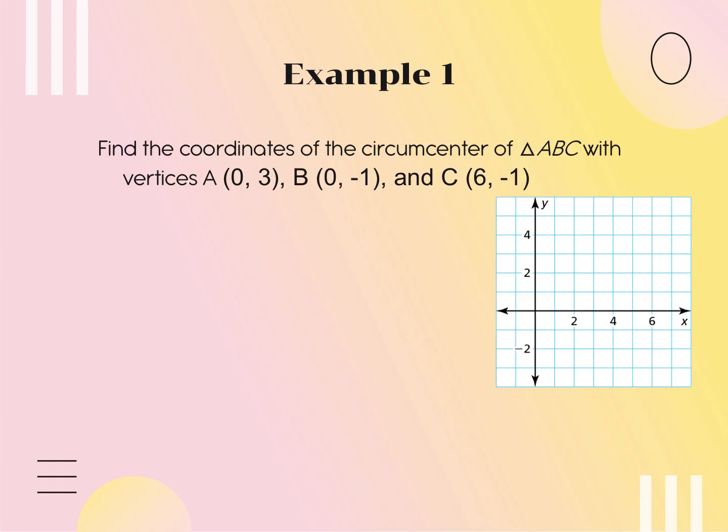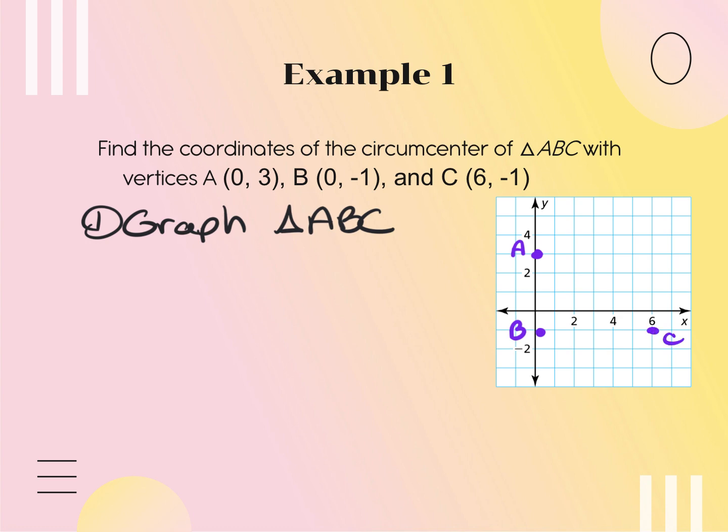So here's an example of finding the circumcenter. Step number 1 is going to be to graph the triangle. So we're going to graph triangle ABC here. The ordered pair for A is (0, 3). For B, (0, -1). And C, (6, -1).